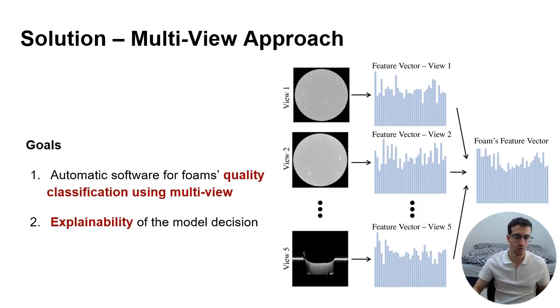So the desired goal essentially consists of 2 parts. The first is an automatic tool that will properly classify the quality of each foam, and this will be done based on a multi-view perspective and multi-view architectures. I will explain about them in the next slides. And the second is to provide explainability for those models. Why did the model decide what it just decided? This is an interesting question that many physicists are interested in.